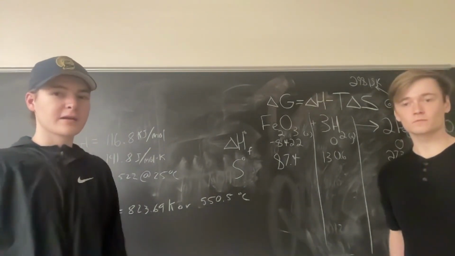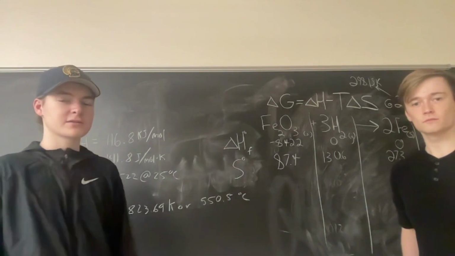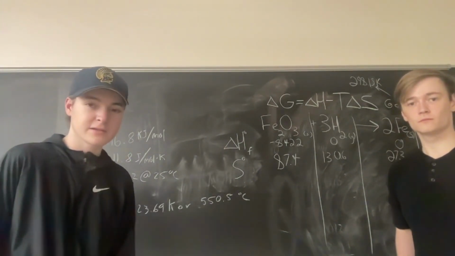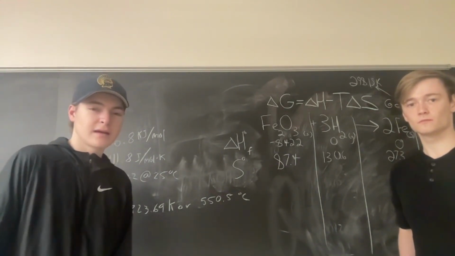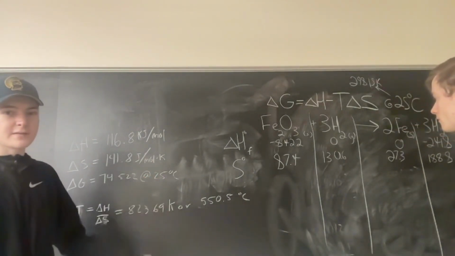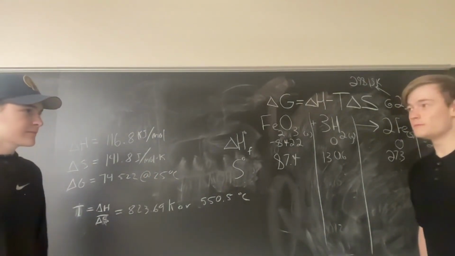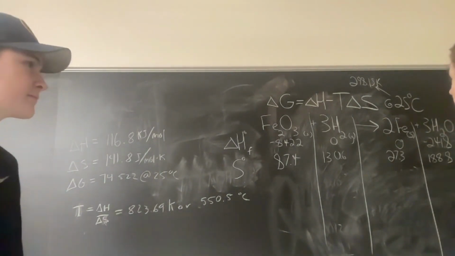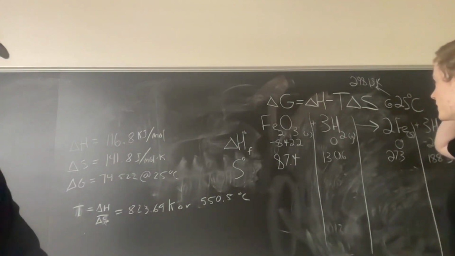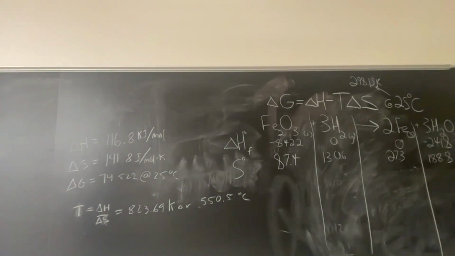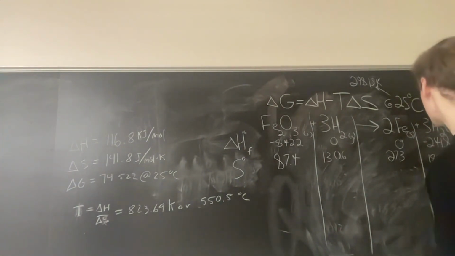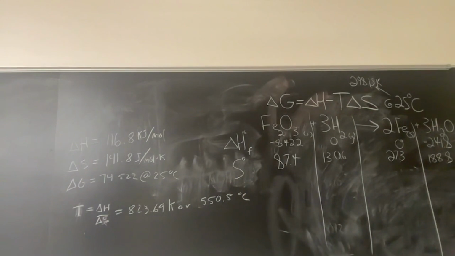To do that, we'll need to find these two different constants, delta H, which is the change in enthalpy of a reaction, and delta S, which is the change in entropy of a reaction. We can calculate those by using a table here that lists the values for each of the molecules in our reaction. So the general equation that we're going to be using is delta G equals delta H minus temperature times delta S.